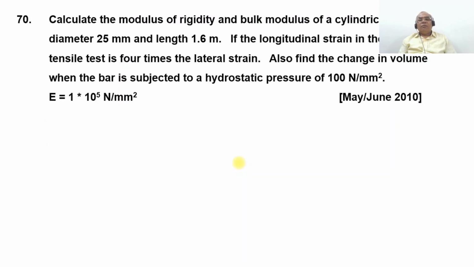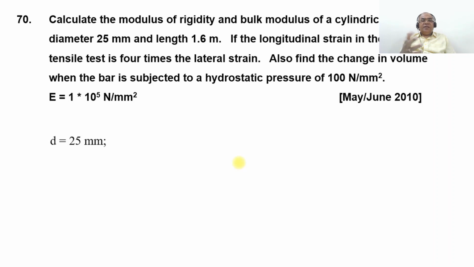Now we are going to take up one more problem, that is problem number 70. Calculate the modulus of rigidity and bulk modulus of a cylindrical bar of diameter 25 mm and length 1.6 meters, if the longitudinal strain in the bar during tensile stress is 4 times the lateral strain. Also, find the change in volume when the bar is subjected to hydrostatic pressure, which is 100 Newton per mm square. Take E equal to 1 into 10 to the power of 5 Newton per mm square.